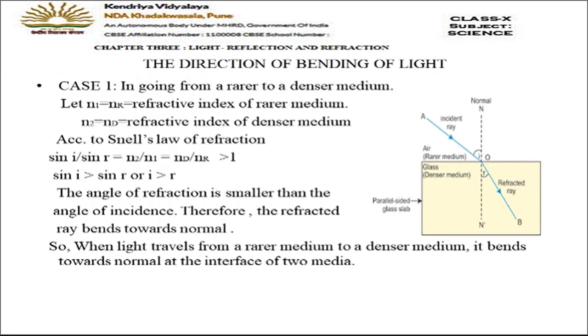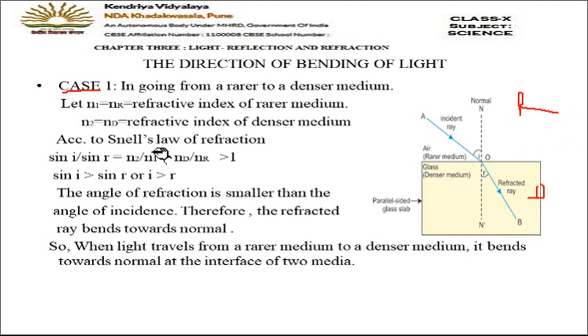Now let's move on and see how we can find the direction of bending of light, whether the light will bend towards the normal or away from the normal. So case number one, in going from a rarer to denser medium, what happens? Now here is the rarer medium and this one is the denser medium. So light is traveling from rarer to denser.